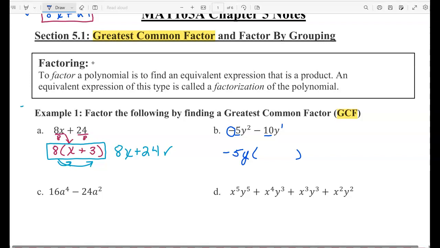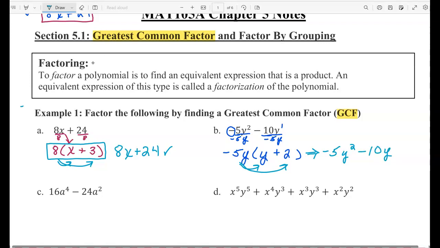And again, we can think of this as mini division problems, where I would be dividing each term by what I just factored out and working through that. So the negatives cancel, the 5's cancel, y squared over y is y. Negative 10y over negative 5y would be positive 2. So watch the signs. Okay. And again, if you wanted to distribute to check it and make sure it works, negative 5y times y would be minus 5y squared. Minus 5y times a positive 2 would be minus 10y.